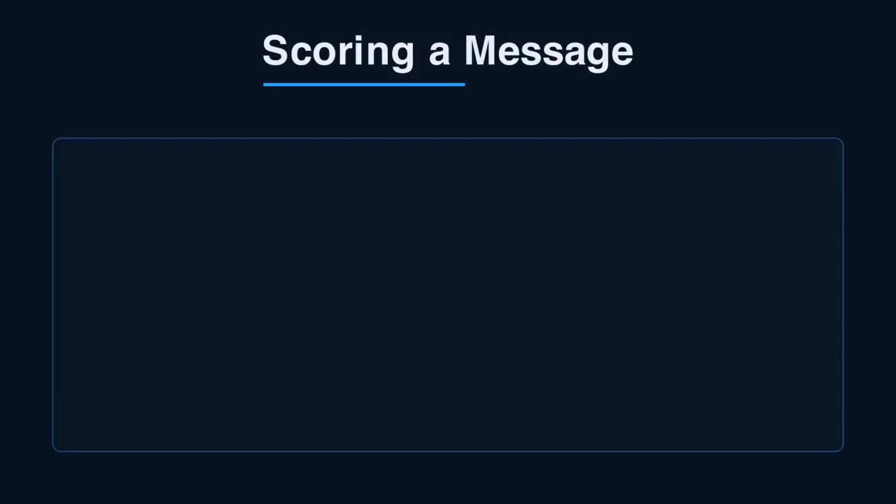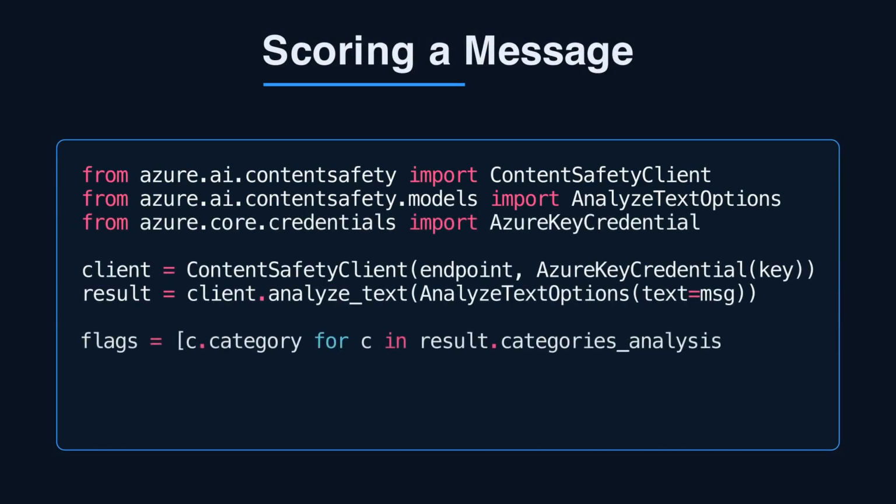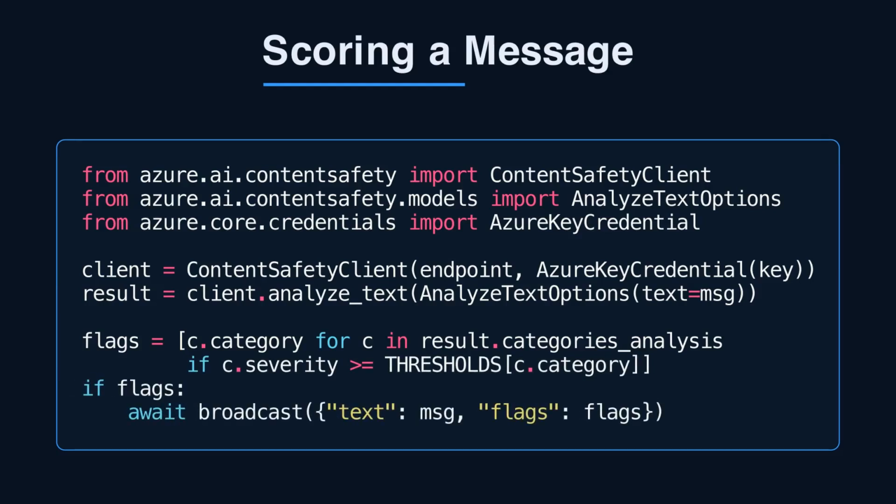The call itself is small. You send text, you get 4 categories back: hate, self-harm, sexual, and violence. Each carries a severity from 0 to 6. Pick your threshold per category, not one global number. Harassment tolerance differs from violence tolerance. Return the categories that breached so the dashboard can show why.